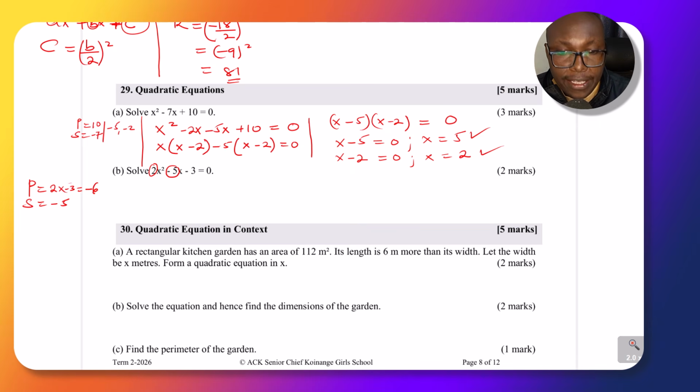So which are these numbers? When you multiply them, you get -6. When you add them, you get -5. So which are these numbers? When you think about these numbers, let me think, this is about -2 and 3, -3, no, that one will not give.